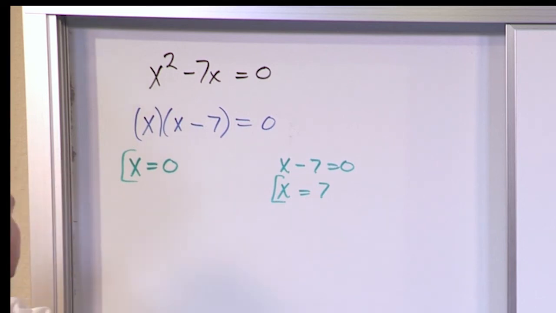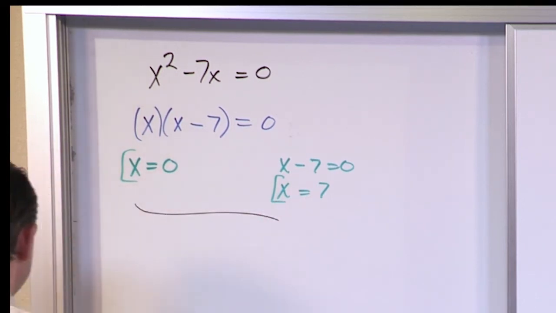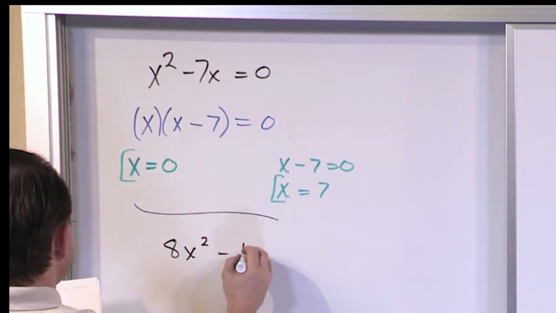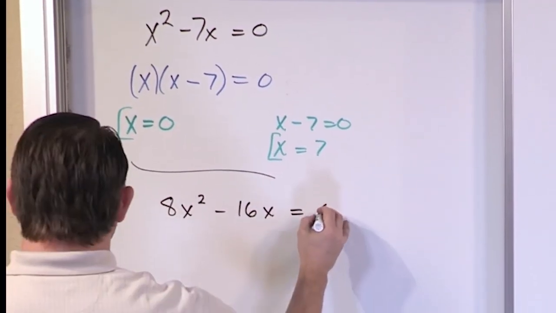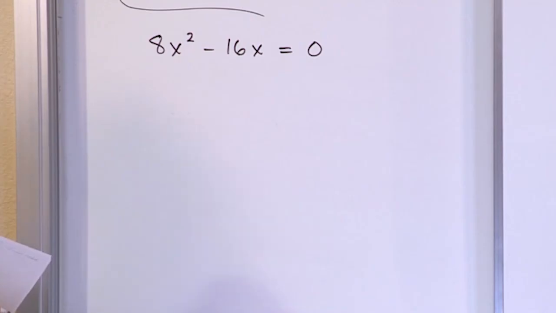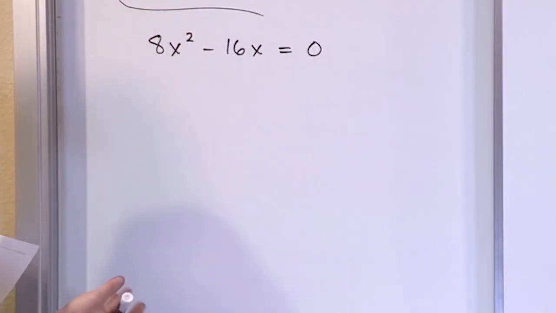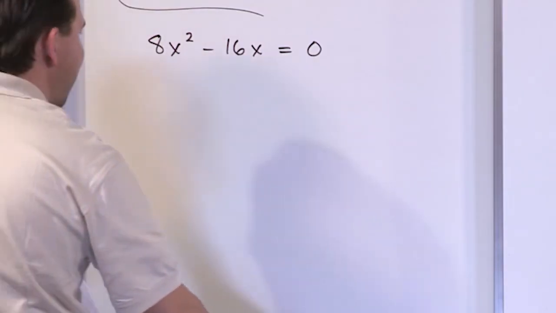And the same thing is going to hold true for our very last problem of this section. What if we have 8x squared minus 16x, and that's equal to 0? If I ask you to solve this equation, you're not going to know how to do it initially because you can't isolate x, you can't add them, you can't get it all together. But then you realize, I can factor.